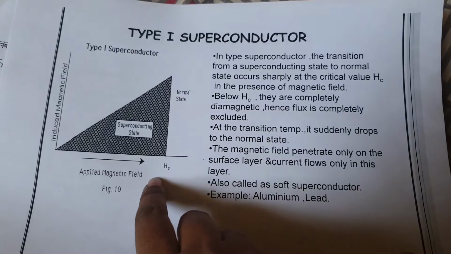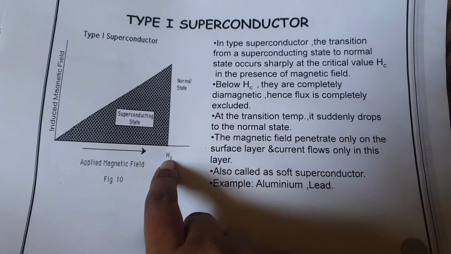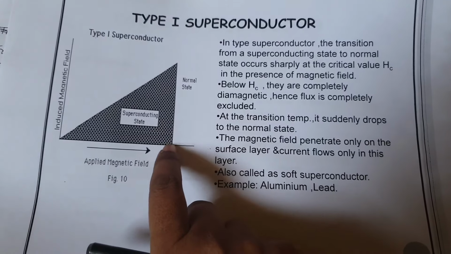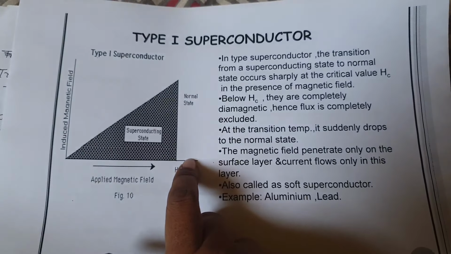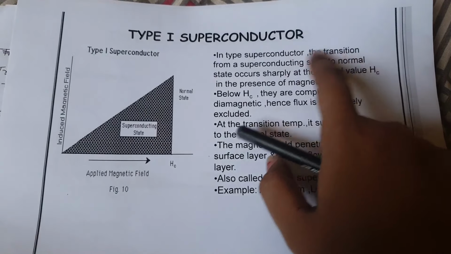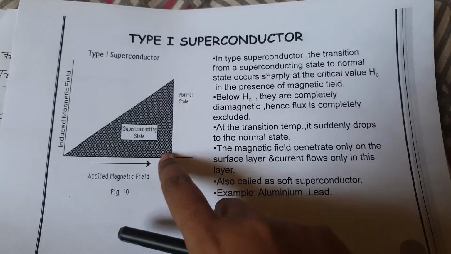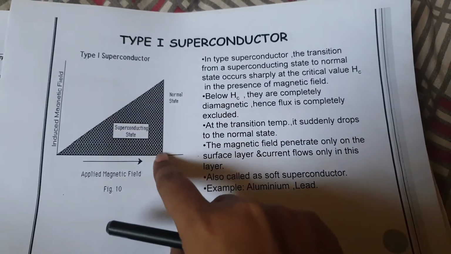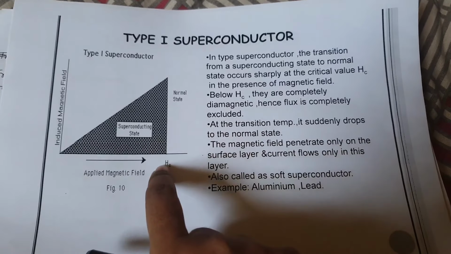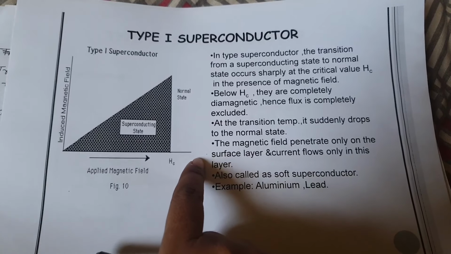This is the applied magnetic field. This Hc is the critical magnetic field. Below this critical field it is in the superconducting state, and above this it is in the normal state. In type 1 superconductor, the transition from superconducting state to normal state occurs very sharply at the critical value Hc, in the presence of magnetic field. Below Hc it is superconducting state, above Hc it is normal state.